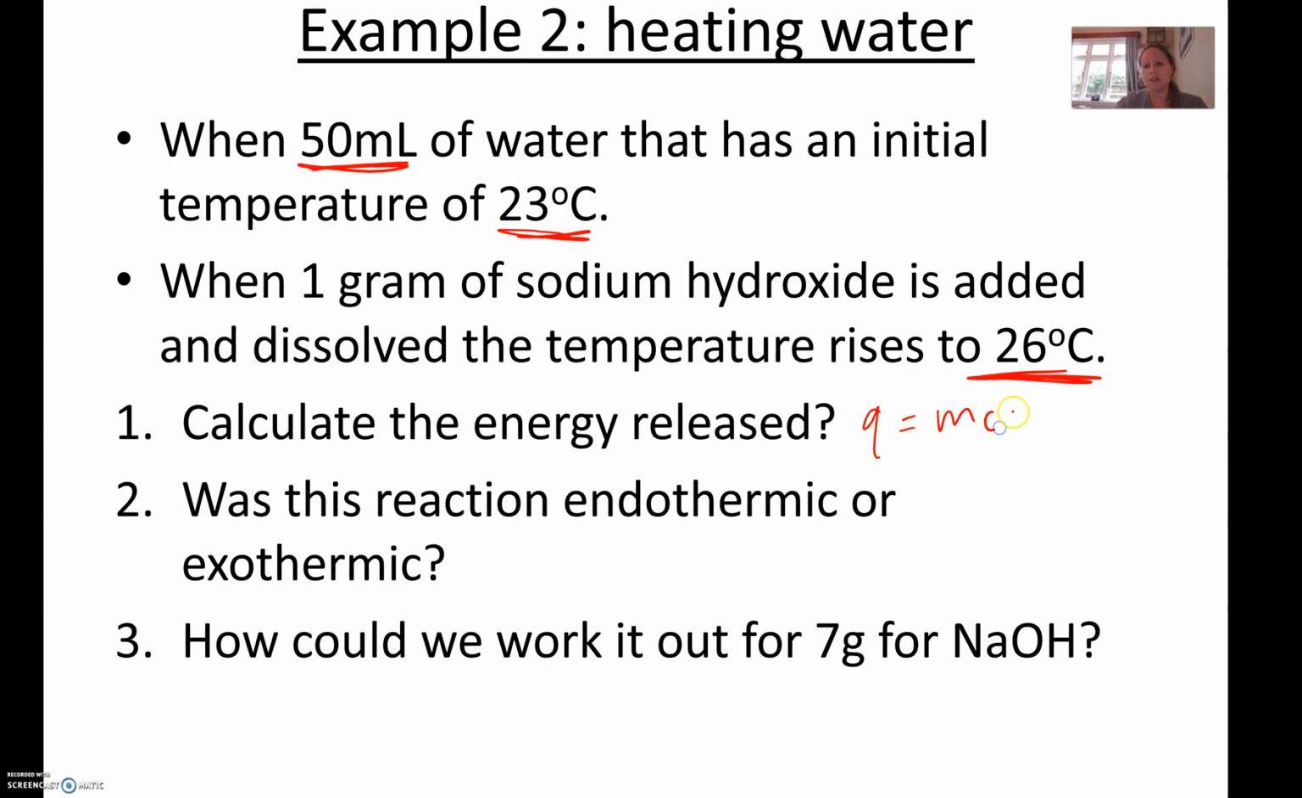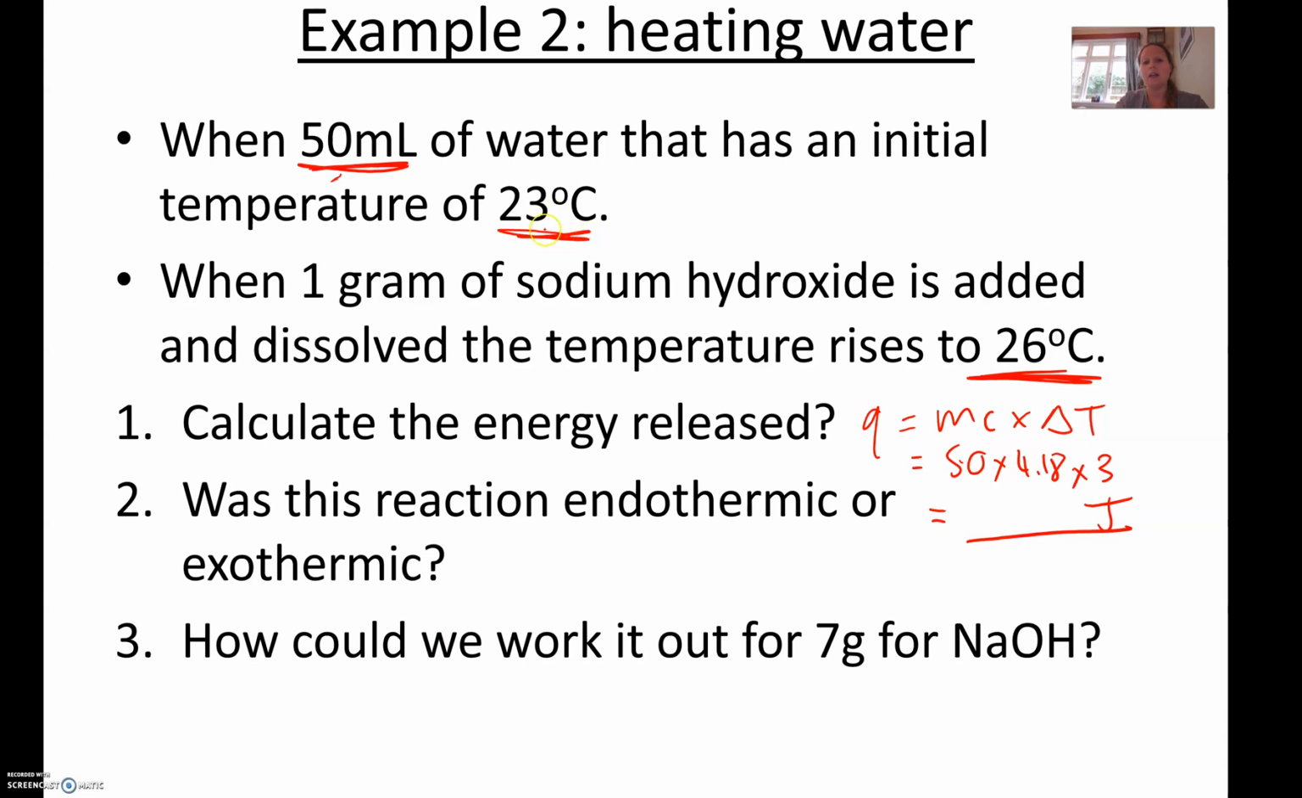Q equals mc times change in T. Mass is the mass of the water, so 50 grams. Okay, 1 mil of water equals 1 gram, so 50 mils equals 50 grams. Specific heat capacity is that constant that you would be given, so 4.18, and change in temperature, which is going to be 3 degrees. So if we times those together, I actually don't know it off by heart, but you get a value in joules, okay? And then I'll show you the answer in just a second, but what is the reaction? Is it endothermic or exothermic?